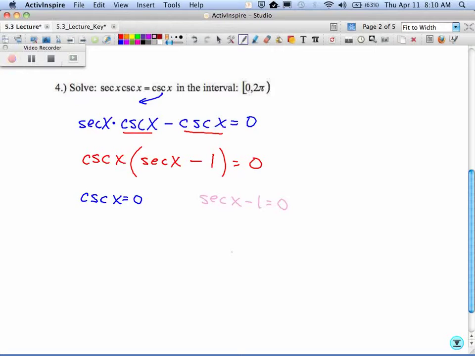When is your cosecant equal to 0? And I'm just writing that dotted line. So some of you might not work with cosecant. You might just do 1 over sine. When is 1 over sine going to be equal to 0? Why?